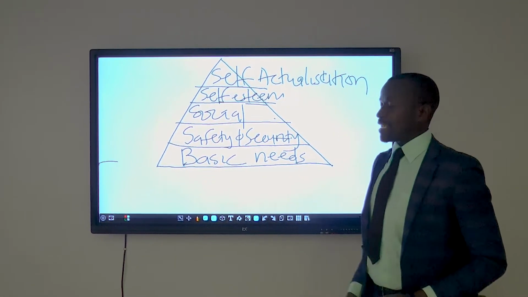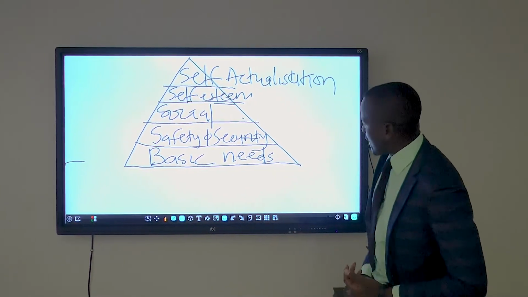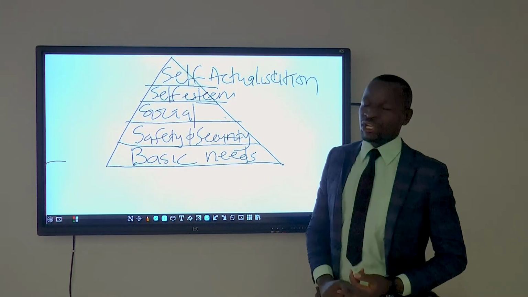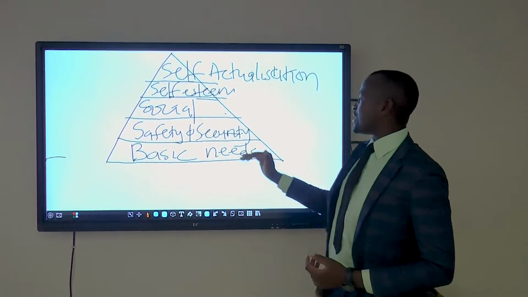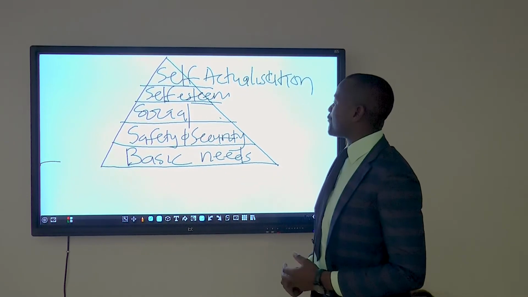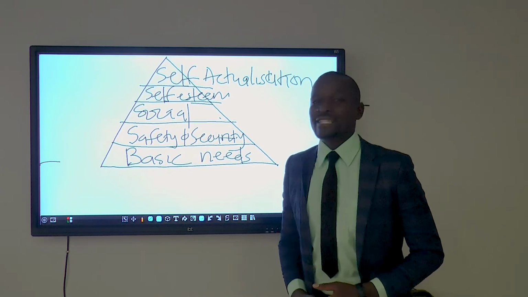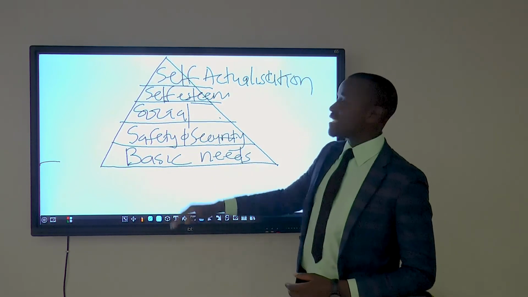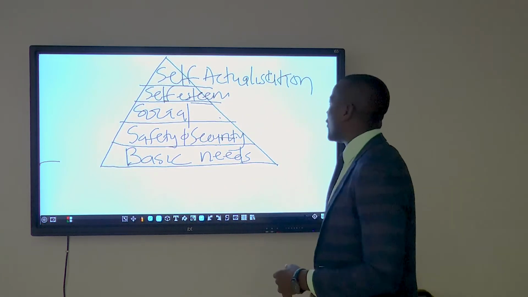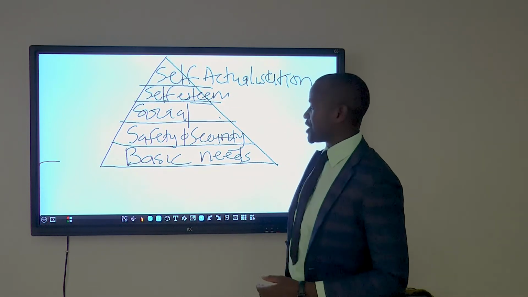Looking at that table, you can see that at the bottom we have basic needs. We also have, secondly, safety and security needs. From safety and security needs, we have social needs. Then from social needs, workers also need self-esteem. Then after self-esteem, at the apex of the triangle, we have self-actualization.